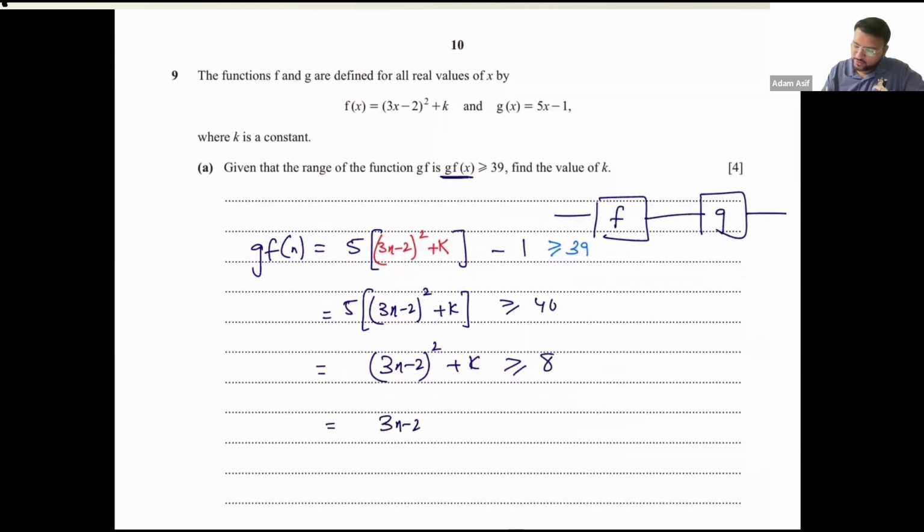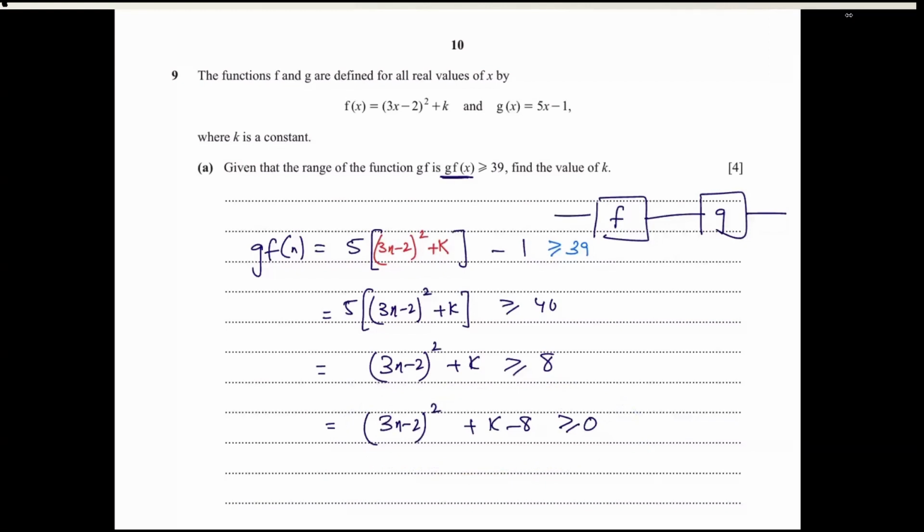So 3x minus 2 the whole thing square plus k minus 8 must be greater than or equal to 0. What form is this? ये quadratic function है. कौन सी form है ये? Completing square form. Perfect square form या completing square form. Now would you agree? To find the range of this, gf of x is a quadratic function.